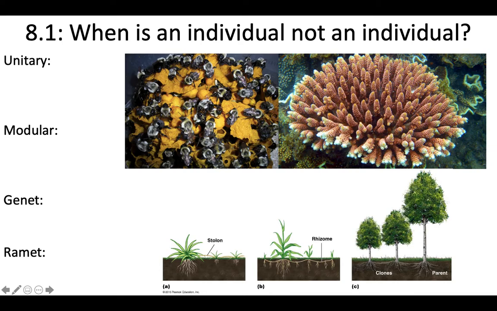All these workers, for the most part, maybe some of them will produce males, which are unfertilized eggs, but for the most part, they're sterile, and they're not going to produce offspring into the next generation. So they don't really count when you're trying to measure population size in ecology.